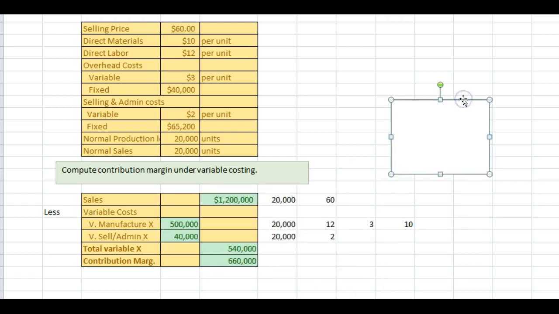And let's see what we've got going. We have sales of 20,000 at $60. We have manufacturing of, we sold 20,000, right? And we had 12, 3, and 10. Those were our variable costs here. And that comes to 25, so that's $500,000. And then I have my variable selling and administration, 20,000 at 2. So I have a total variable of 540 and a contribution margin of 600,000. You could put a manufacturing margin in this line if you wanted to.